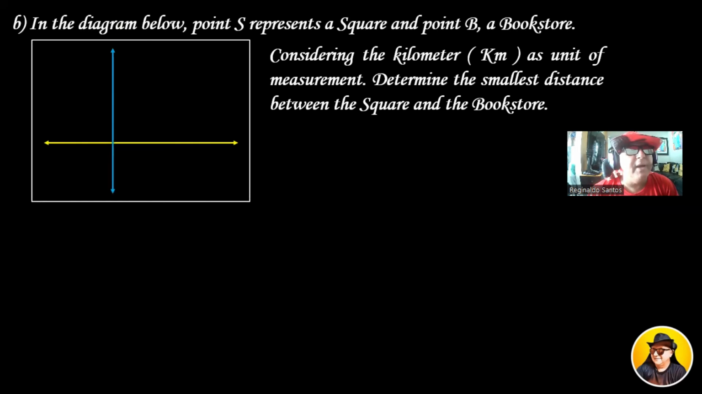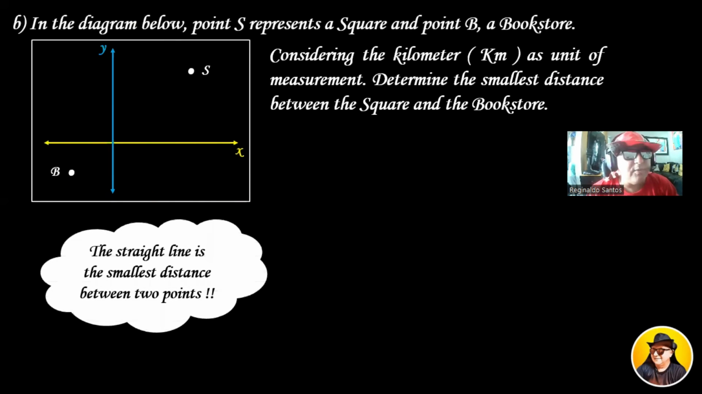Okay, let's see the Cartesian plane once again. X, Y number lines. S is the square and B is the bookstore. So don't forget one important point. The straight line is the smallest distance between 2 points. It's very important. So we want to find the distance between points S and B, or B and S. It doesn't matter if you go from B to S, or from S to B. The distance is going to be the same.